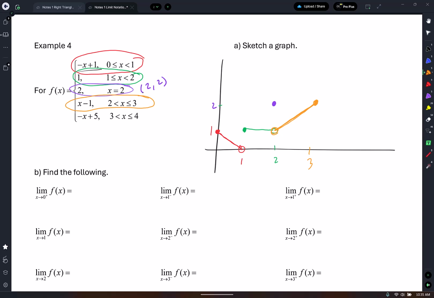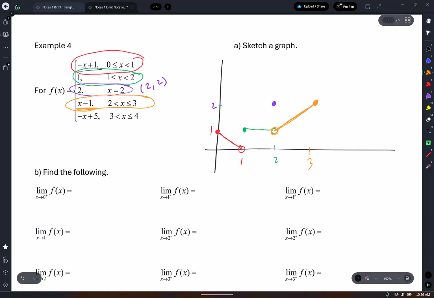I just plugged in a 2 in here for x. 2 minus 1 is 1, so I have a hole at 2, 1. And then I plugged in a 3 in here. 3 minus 1 is 2, so I have a point at 3, 2. And I know it's a linear line, because I have a linear expression, x minus 1. You know what I mean?